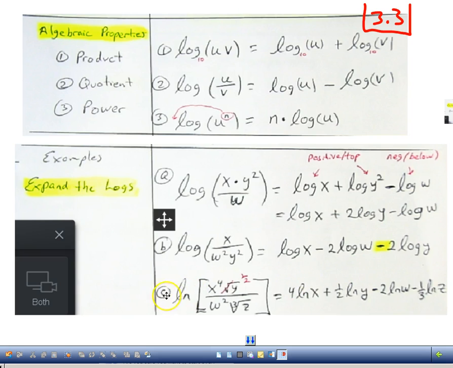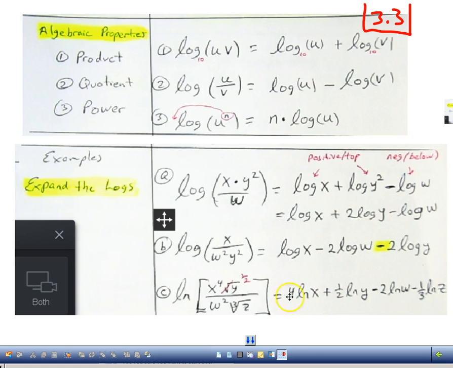And then finally, example C here. Here I have the natural log of x to the fourth, square root of y, all over w squared and the cube root of z. Well, I see 4 letters here, 4 variables. I can simplify it to the sum and difference of 4 natural logs, simple logs. So we get 4 ln x. The first log is that.